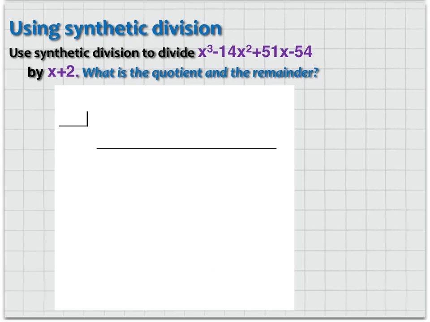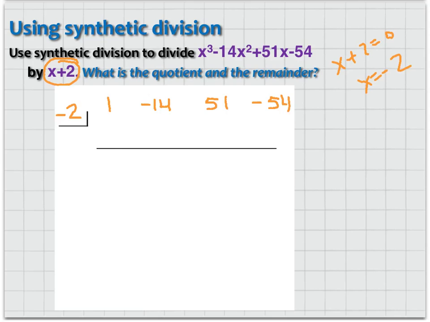So let's give this another try. So the first thing I need to do is figure out what number goes in my box here. So I look at my divisor, x plus 2, I set it equal to 0. x is going to be negative 2. So negative 2 goes in my box. Then I take a look at my dividend. I'm not missing any placeholders, so I don't need to put any 0 coefficients. So I have 1, negative 14, 51, negative 54.